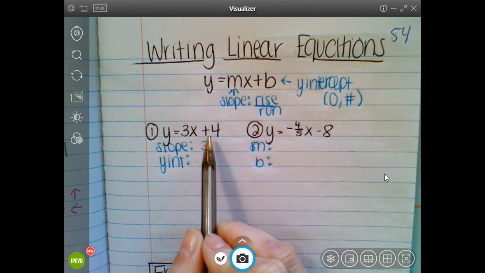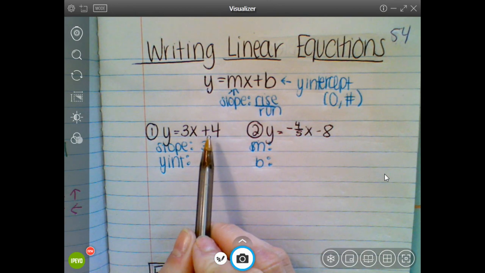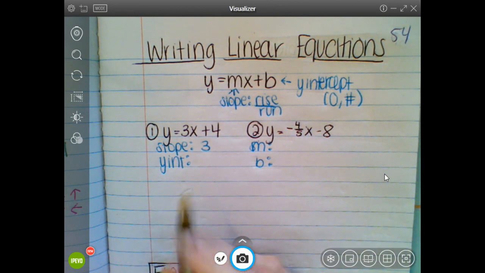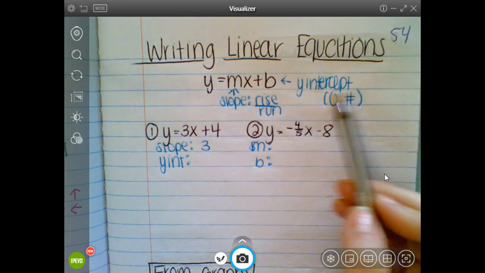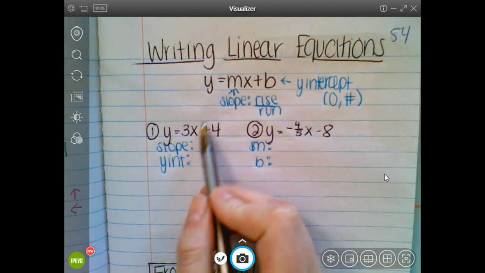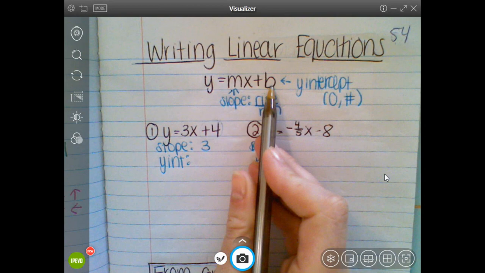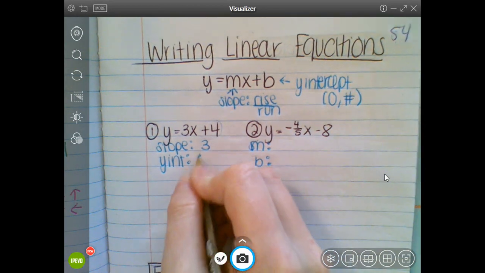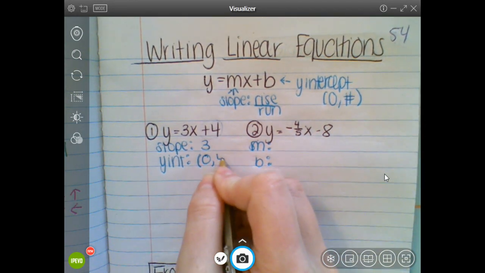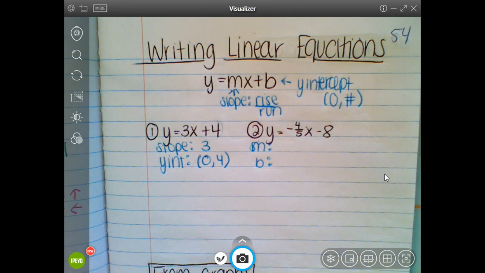And the y-intercept, sometimes you'll see it written differently. It doesn't matter. Y-intercept is technically a point. So in this case, the 4, right, is your y-intercept, is your b. So I would write it's at the point 0, positive 4. Okay, so that's one way.